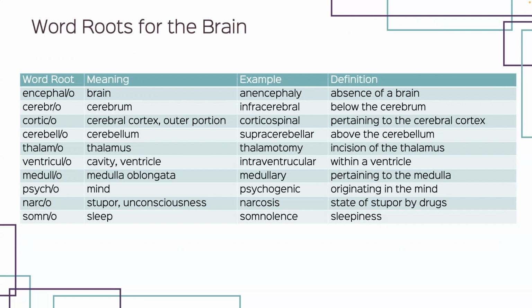You've got your psycho, which is just of the mind in general. Somno is for sleep. Cortico is for that cerebral cortex. And then you've got your cerebrum, cerebellum, thalamus, all of those.